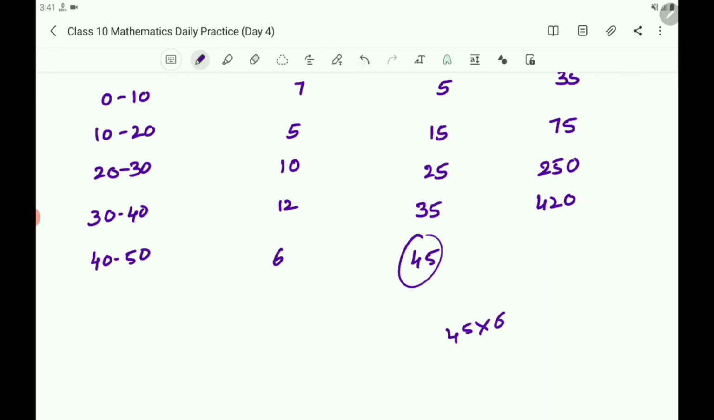Then the next one, 45 into 6. 6 5s are 30. 6 4s are 24 plus 3 is 27. That is 270.